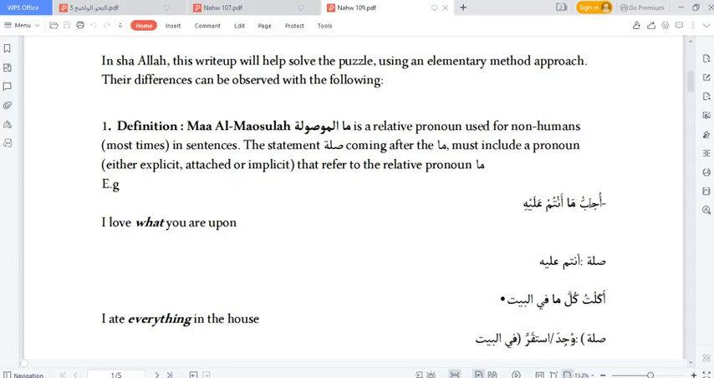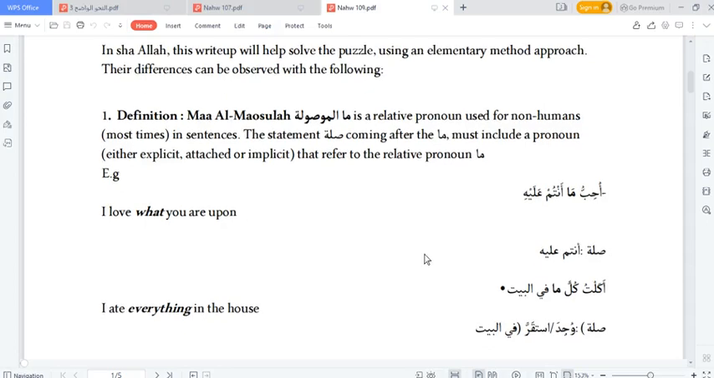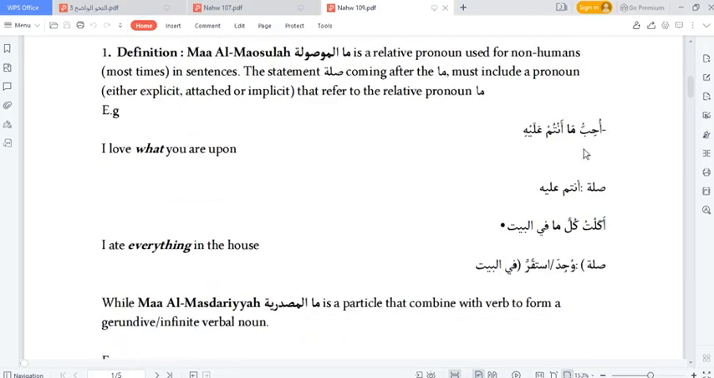You can see that in this kind of expression, this ma is ma al-mawsula. Silatul mawsul is antum alayhi, the statement coming after ma. So definitely this is ma al-mawsula because we have a pronoun going back to it. Now another example, akaltu kulla ma.